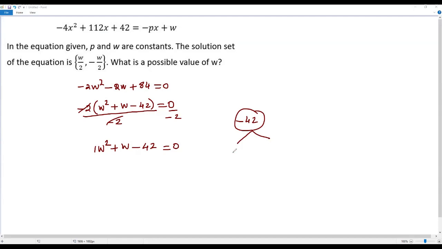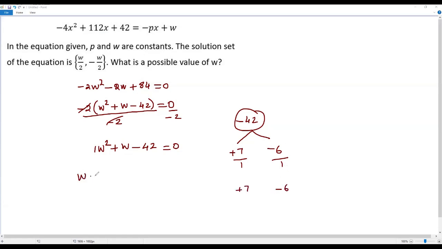I think positive 7 and negative 6 will work. When I multiply positive 7 and negative 6, I'm getting negative 42. When I combine them, I'm getting positive 1, which is the coefficient of w over here. Further, I have to divide both these factors by the coefficient of w square, that is 1. So when I divide positive 7 by 1, still I'm getting positive 7. When I divide negative 6 by 1, still I'm getting negative 6.